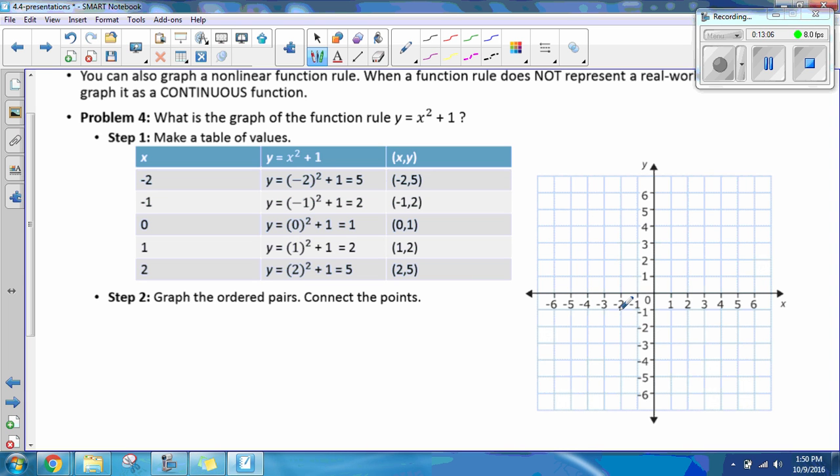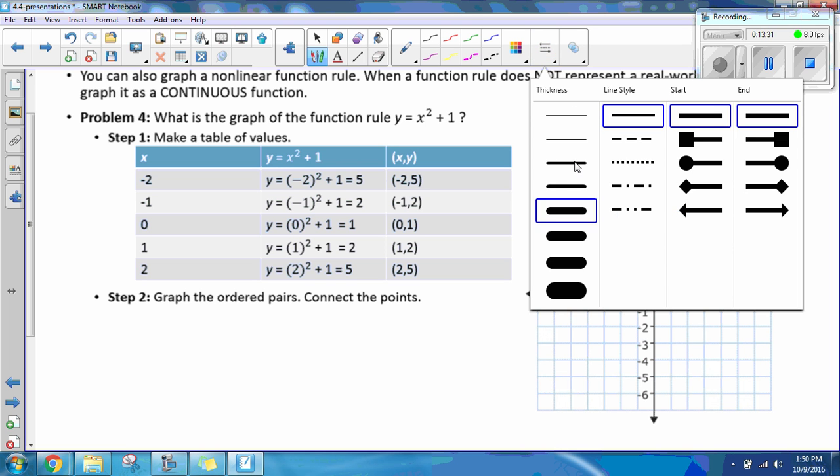So at -2, we have 5. Okay, -1, we have 2. 0, we have 1. And then at 1, we have 2. And at 2, we have 5. So this is obviously not going to be a linear function. This is definitely a nonlinear function.